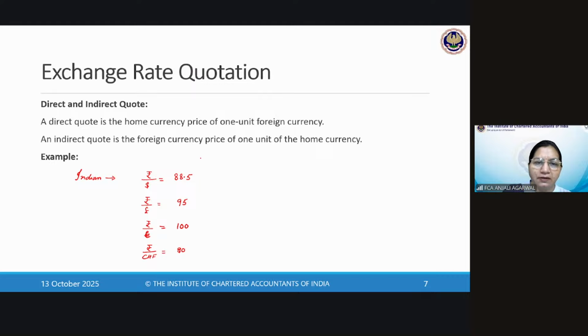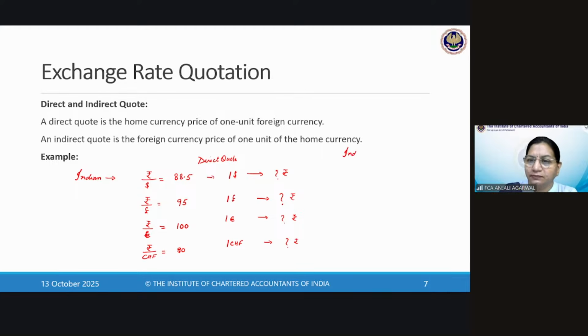All these are direct quotes for us. We have kept the foreign currency as 1 unit. $1 will cost how many rupees? 1 pound will cost how many rupees? 1 euro will cost how many rupees? 1 Swiss franc will cost you how many rupees? All this is a direct quote for us.